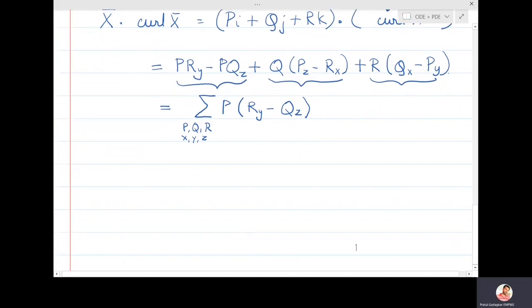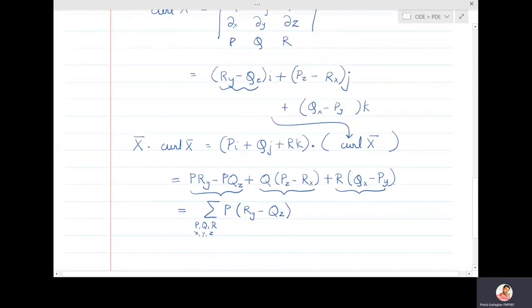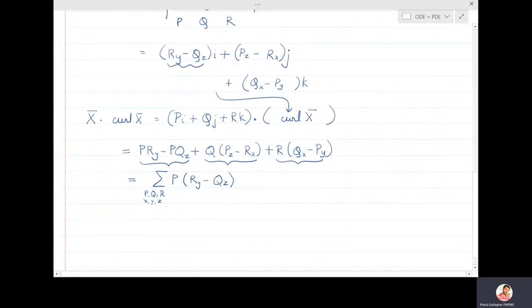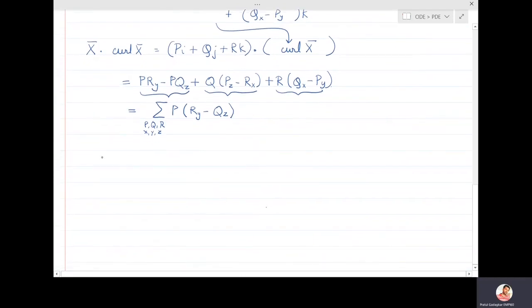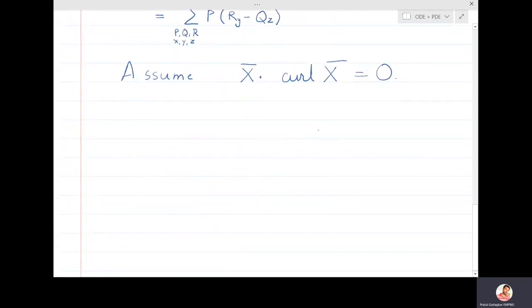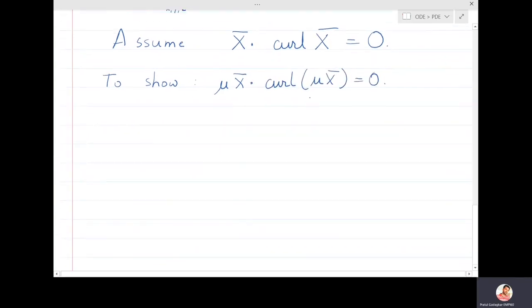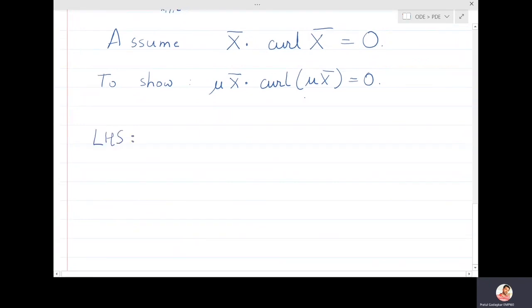Now let us start with the actual proof. This was a little bit of preparation for the proof. Let us assume that x bar dot curl x bar is equal to zero. What am I supposed to prove? I'm supposed to show that mu x bar dot curl of mu x bar is zero. So let us start with the LHS. The LHS is mu x bar dot curl of mu x bar. I have to simplify this and show that it is equal to zero. Remember, this is given to us.